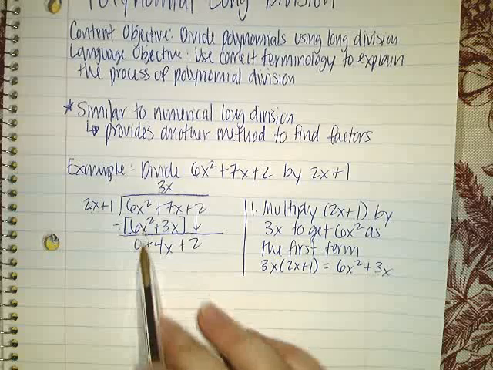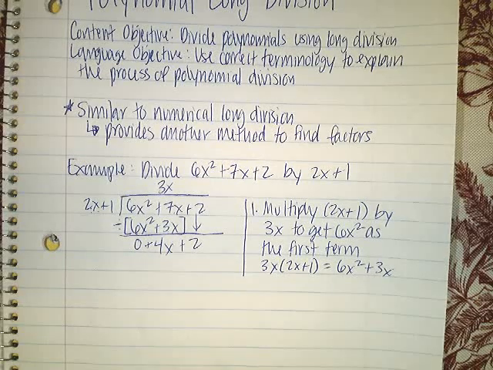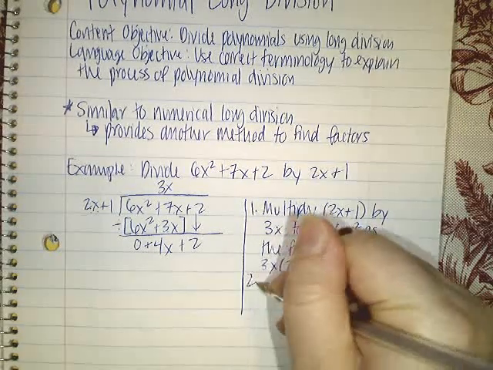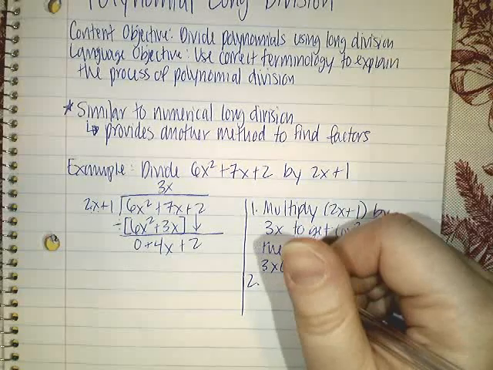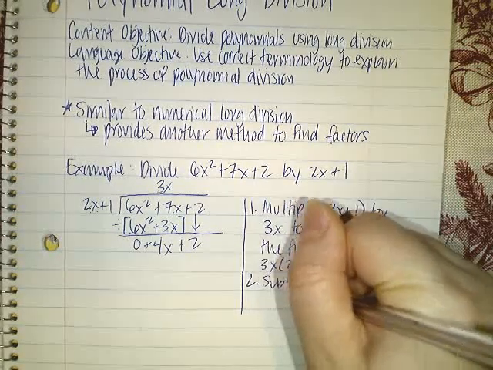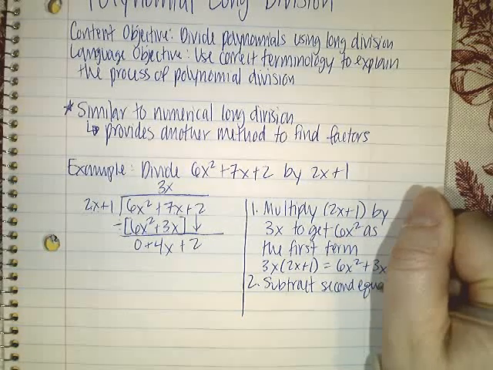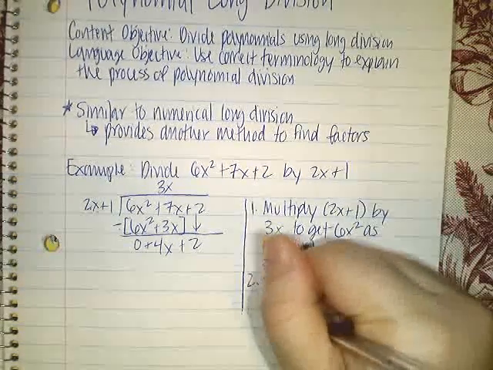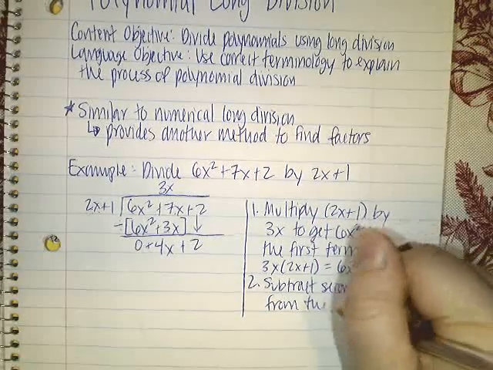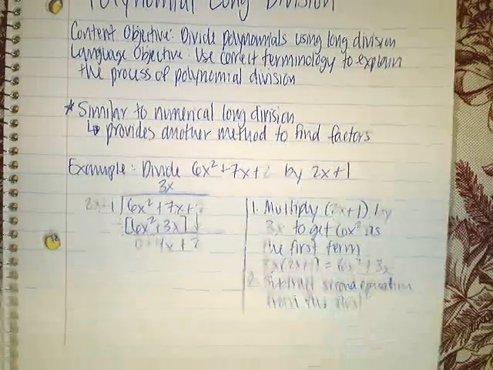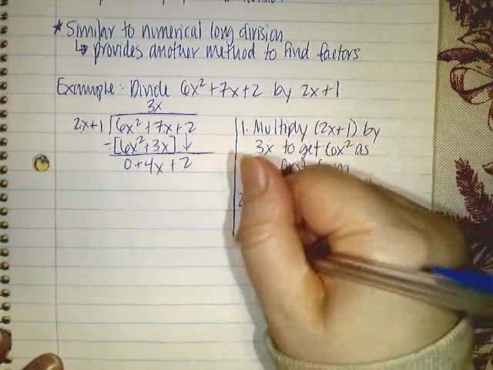So now I'm no longer worried about getting an x squared. I'm just trying to get 4x. Sorry, I didn't write step 2. I'm going to subtract the second equation from the first. That's what I just did. And then I'm going to repeat this process to now cancel out the 4x.